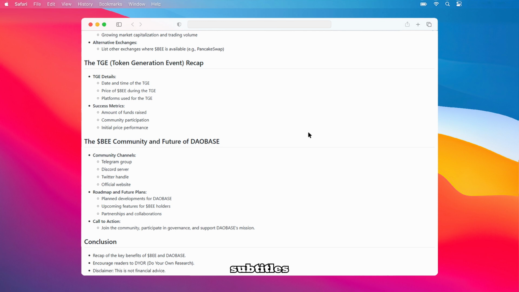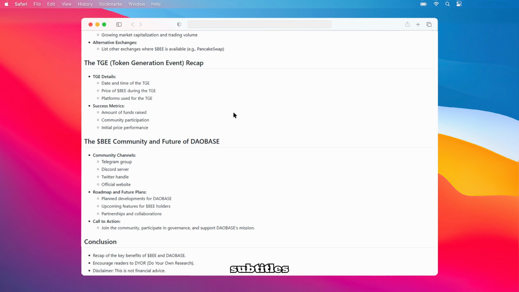The $BE community is a vital part of the DAOBASE ecosystem. You can connect through their Telegram group, Discord server, Twitter handle, and official website. We'll also discuss the roadmap and future plans for DAOBASE, including planned developments, upcoming features for $BE holders, and potential partnerships. Finally, we'll issue a call to action. Join the community, participate in governance, and support DAOBASE's mission.